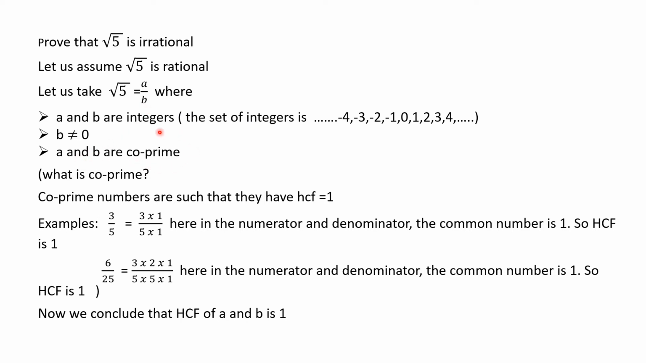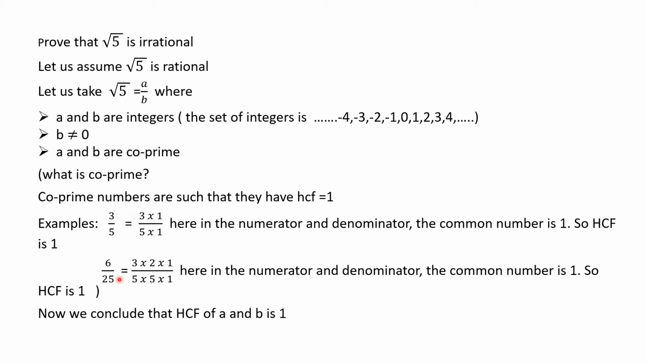You should understand the meaning of co-prime here. Co-prime numbers are such that they have HCF equal to 1. For example, take 3 and 5. The prime factors of 3 are 3 into 1, and of 5 are 5 into 1. What is common between 3 and 5 is 1. When the HCF is 1, they are called co-prime numbers.